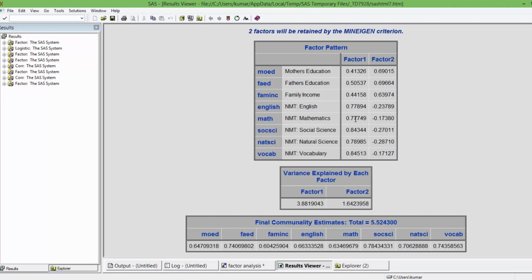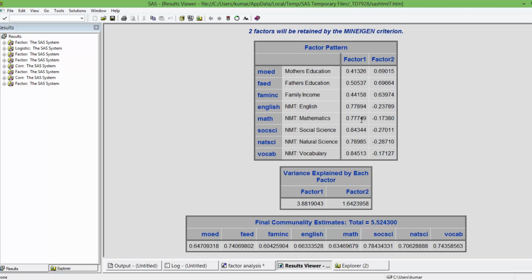Factor 1 is 0.77 and factor 2 is 0.17. The coefficient for factor 1 is significantly higher than the coefficient for factor 2. Hence, factor 1 is contributing more to the mathematics score.